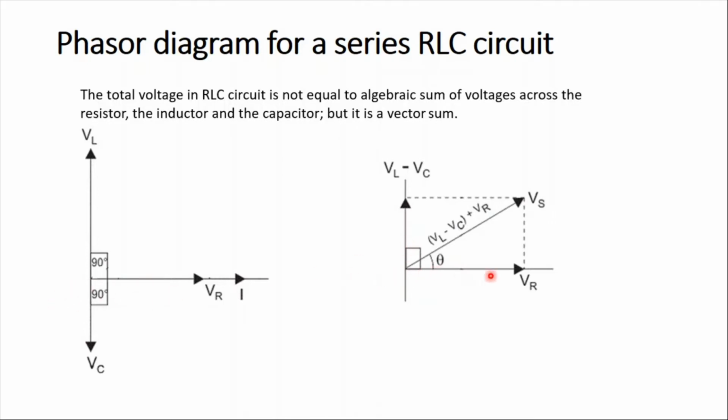R is in this direction, so if we sum these vectors, we are going to get the voltage of the source. Then from this drawing, we can write that Vs equals the square root of VR squared plus (VL minus VC) squared. This is the vector sum of the voltages. This is what we are going to do in RLC circuits.